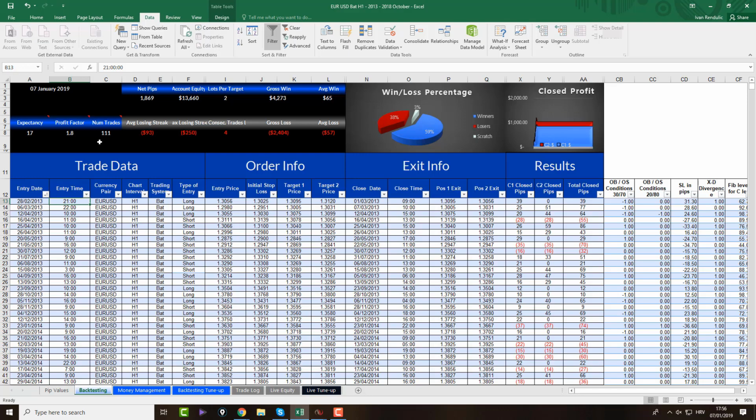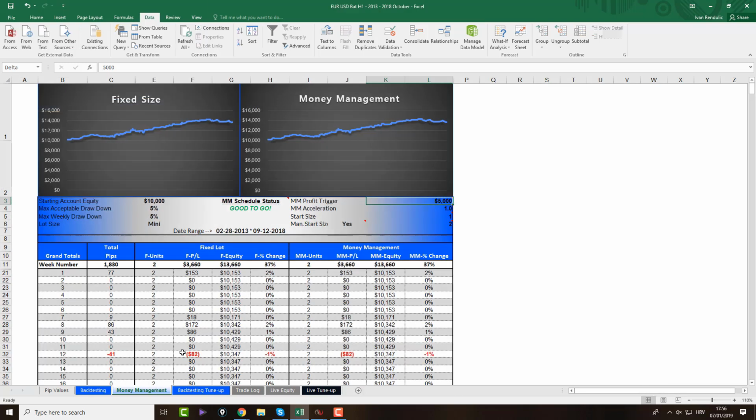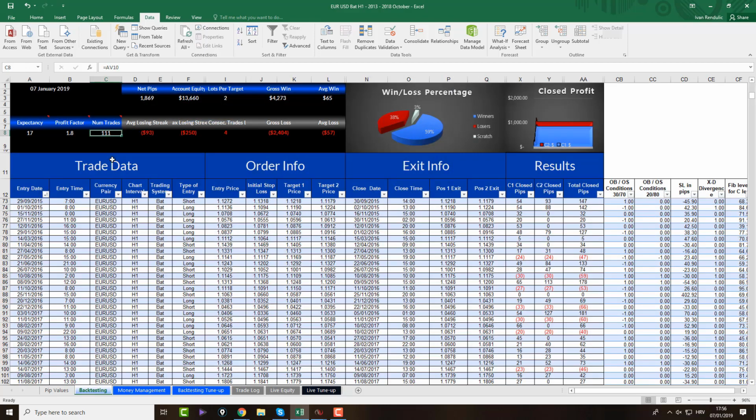So when you check this out, I have the number of trades, which is 111, in a time span of, let's see here, around 5 years. I got 111 trades, and I netted 1869 pips, which gives me around a 59% win rate and 38% loss rate, and 3% were scratches.